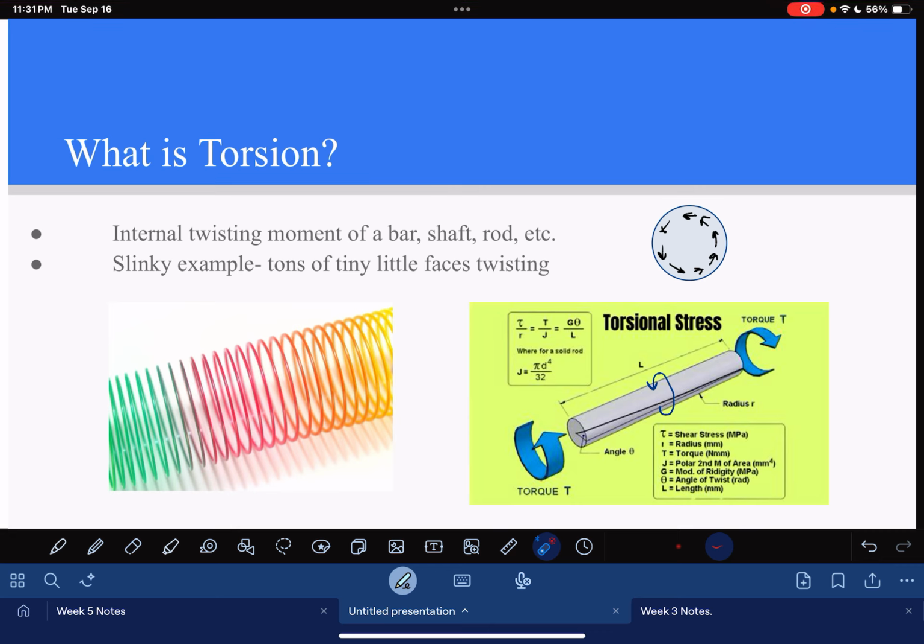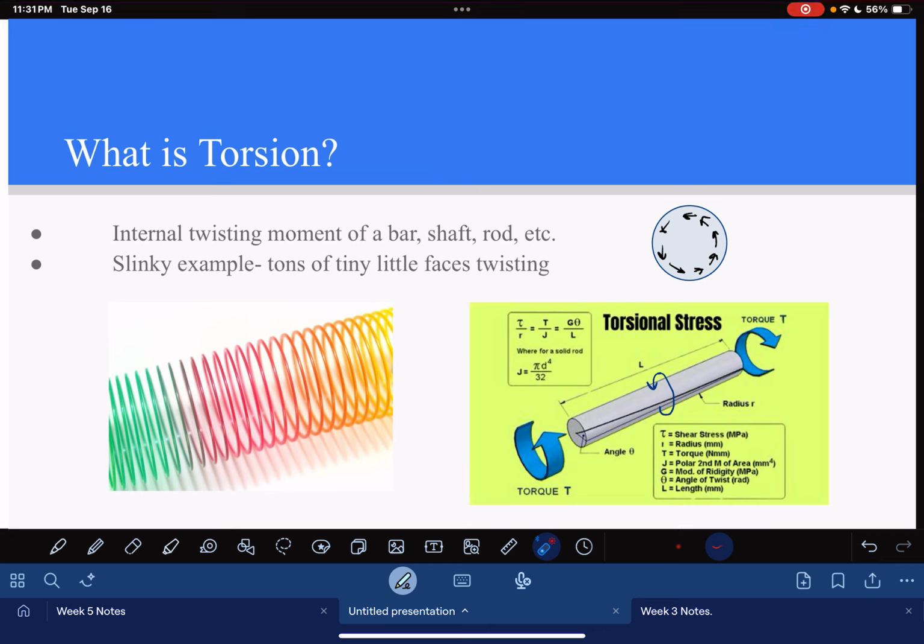And something to note is that torsion can also be a function of length. One example that makes sense intuitively is a slinky, right? So instead of a shaft, let's replace that shaft with a slinky. If you twist the slinky, all the little faces, if you can call it that, of the slinky are going to slide amongst one another. And that's a good analogy for how torsion works.